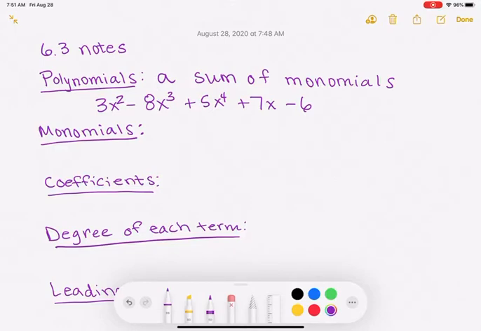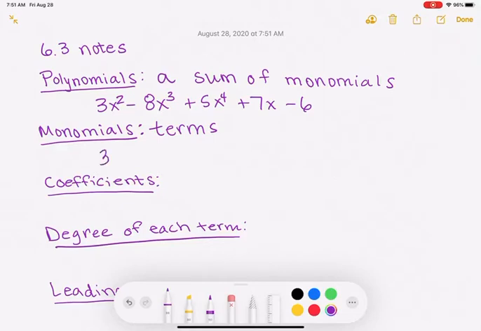So far I've written out an example of a polynomial. It's kind of a big one. I just wrote out 3x squared minus 8x cubed plus 5x to the fourth plus 7x minus 6. So the monomials that they're talking about, those are just your terms. It's just a fancy word for terms, the different pieces of the polynomial.